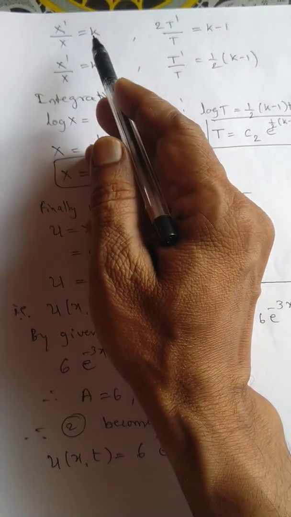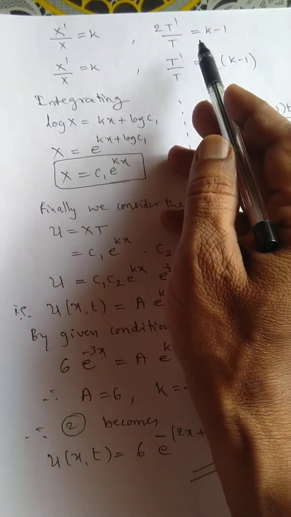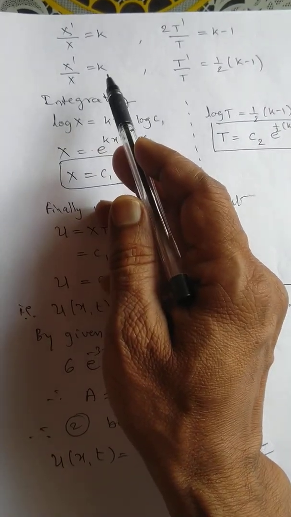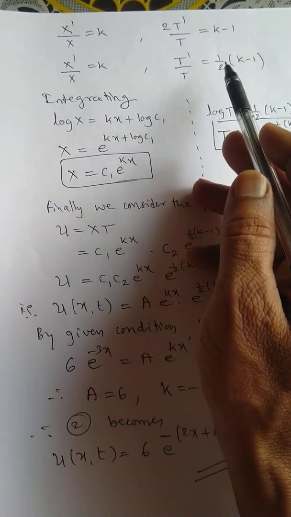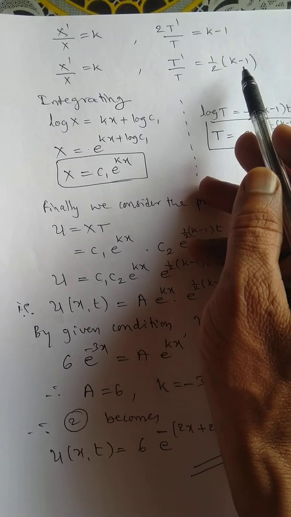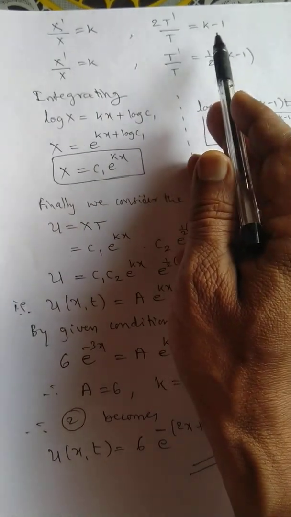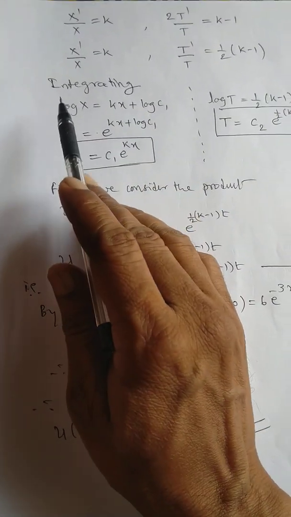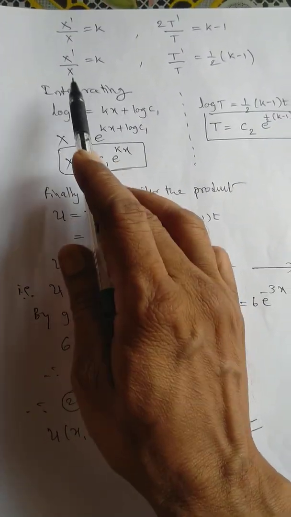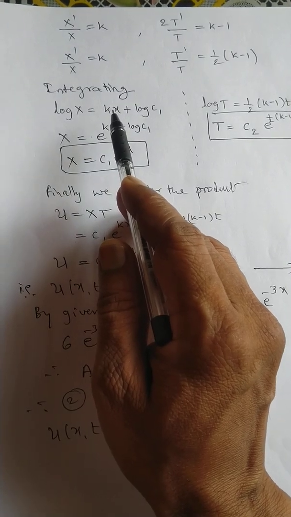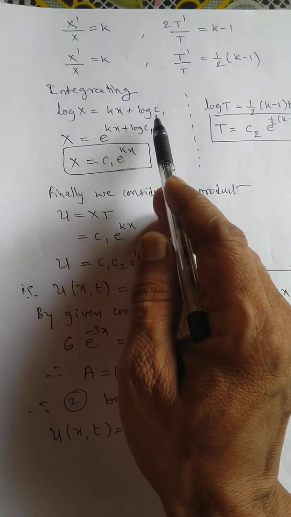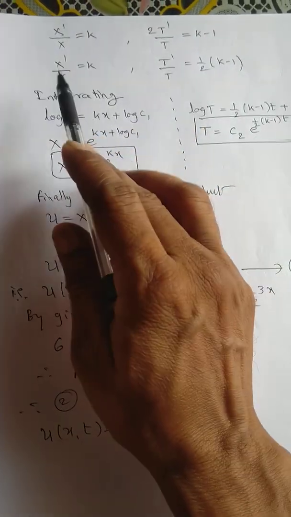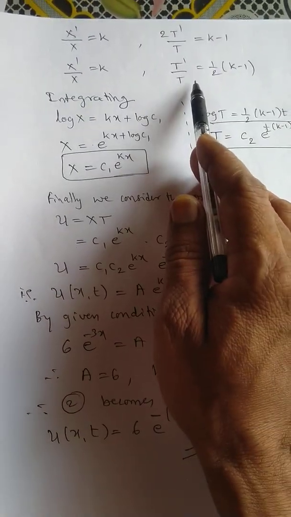So x dash by x is equal to k, and 2t dash by t is equal to k minus 1. So x dash by x is equal to k, t dash by t is equal to 1 by 2 of k minus 1, so transfer 2 to the right hand side. Integrating, log x is equal to kx plus log c1, the integration constant. And here we solve for x, here we solve for t.